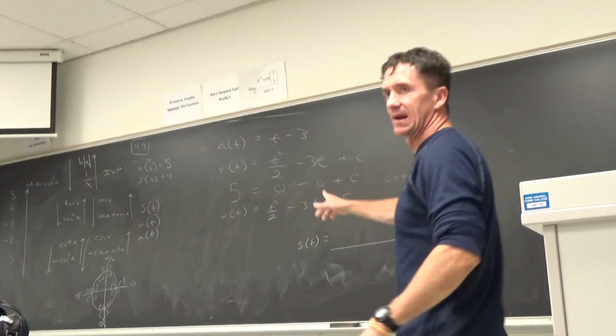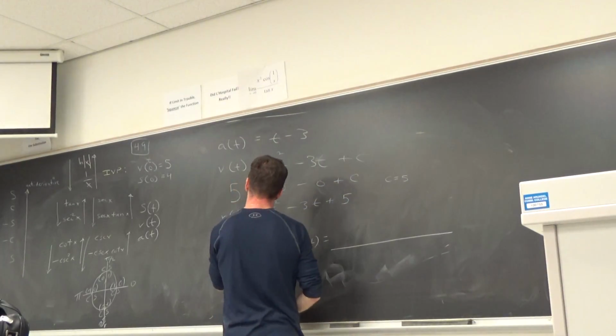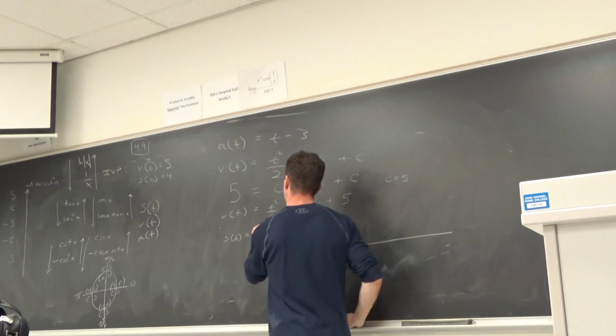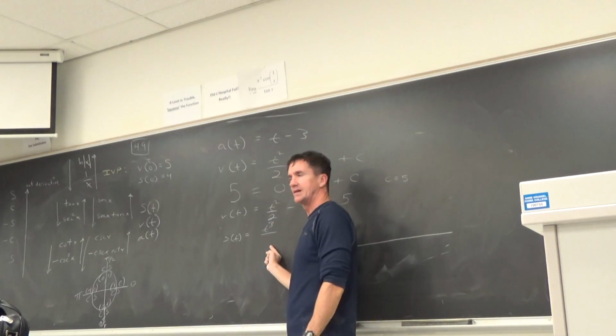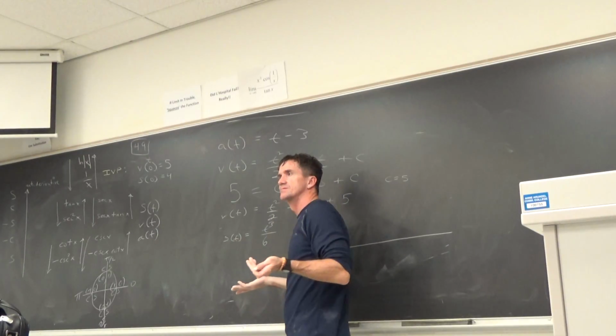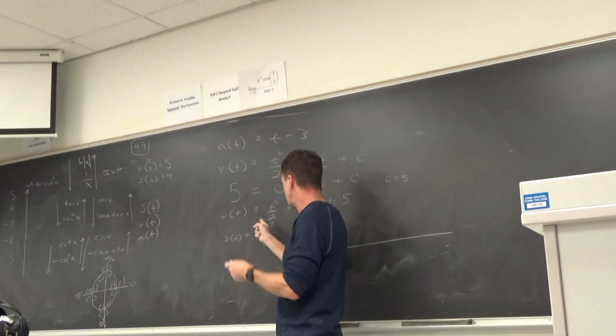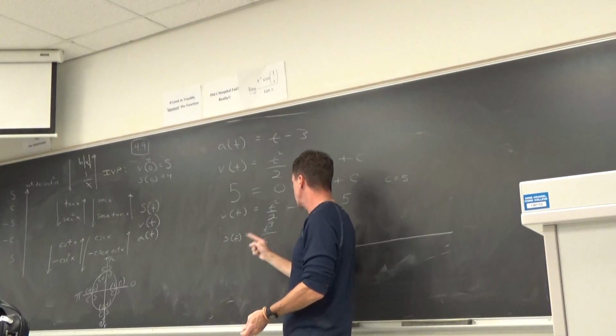Now start pumping it up again. Antiderivative. T cubed over 6. Look, t cubed over 3, but there's a 2 next to it, so 2 times 3 is 6. The constant stays; 3 times 2 is 6.